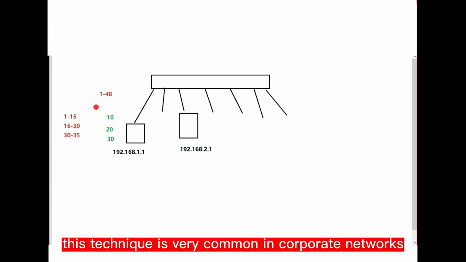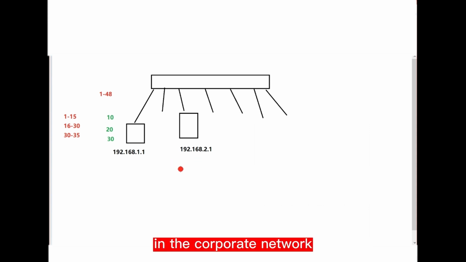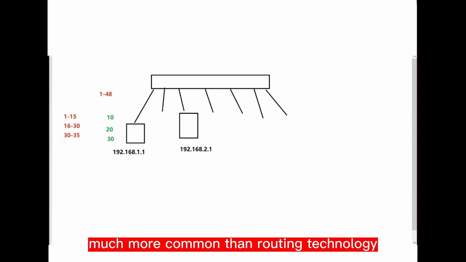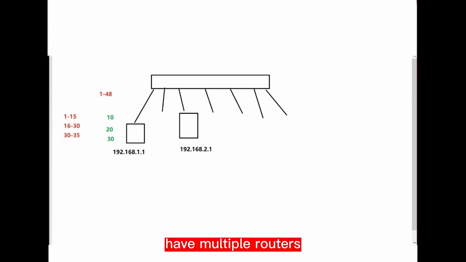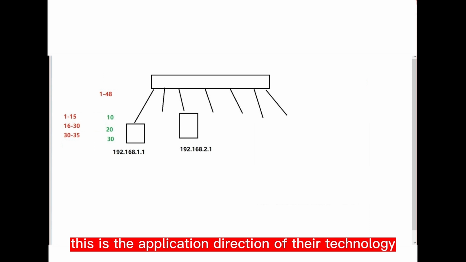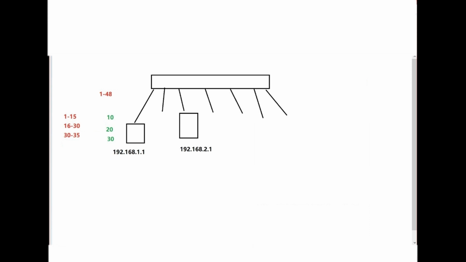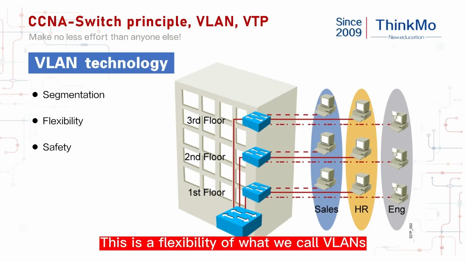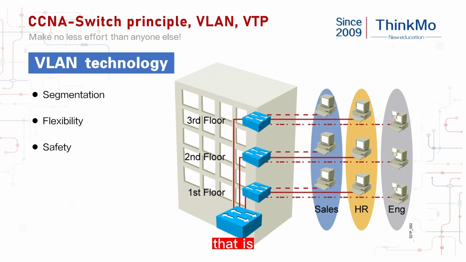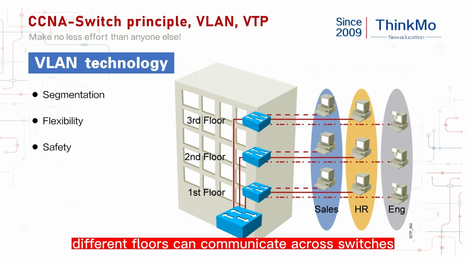So, this technique is very common in corporate networks. In the corporate network, switching technology is much more common than routing technology. Because every enterprise must have a switch. But each enterprise does not necessarily have multiple routers. This is the application direction of their technology. This is a flexibility of what we call VLANs. That is, between different floors, we can achieve communication across switches.